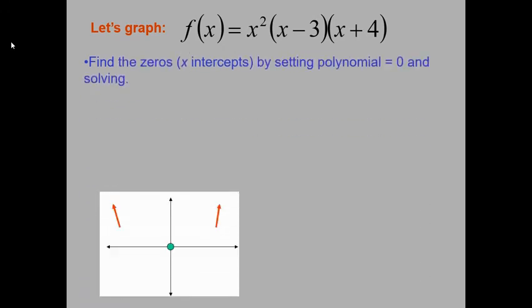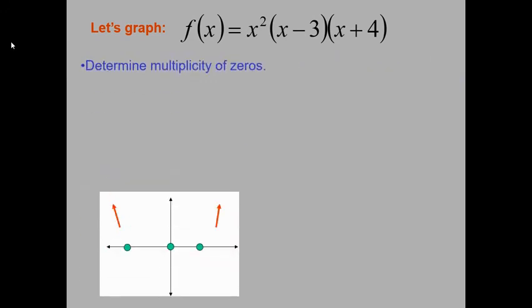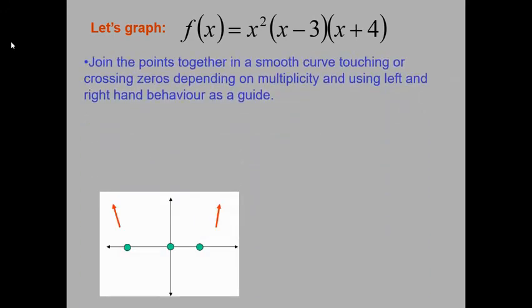Find the zeros, the x-intercepts, by setting the polynomial equal to 0 and solving. Zeros are 0, 3, and −4. What are our multiplicities? Determine the multiplicities of the zeros. What are they? 0 has a multiplicity of 2, so it must touch. 3 has a multiplicity of 1, so it crosses. And −4 has a multiplicity of 1. Join the points together in a smooth curve, touching or crossing zeros depending upon the multiplicity, and use the left and right-hand behavior as a guide.